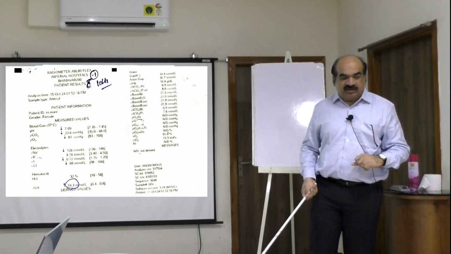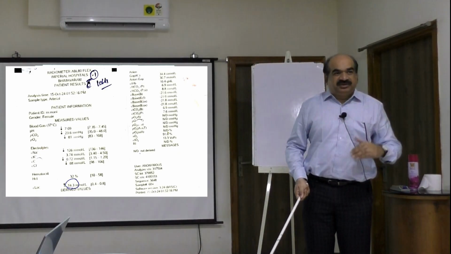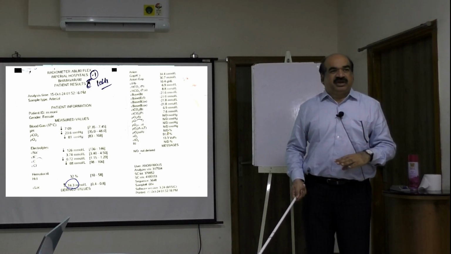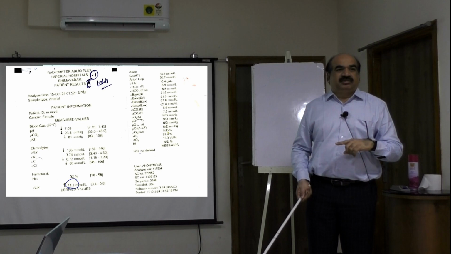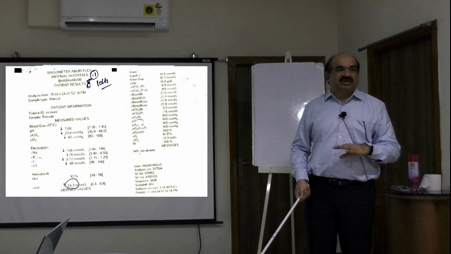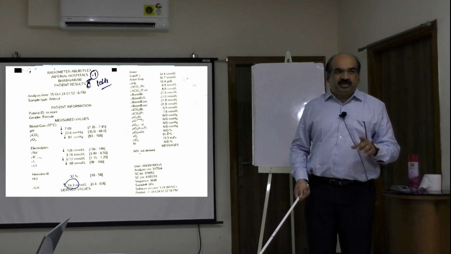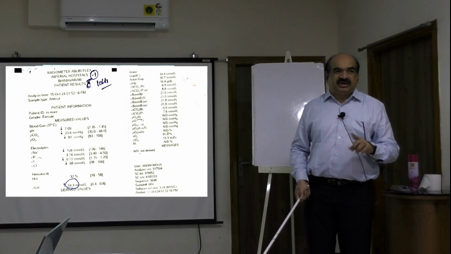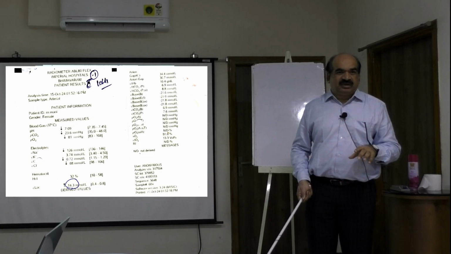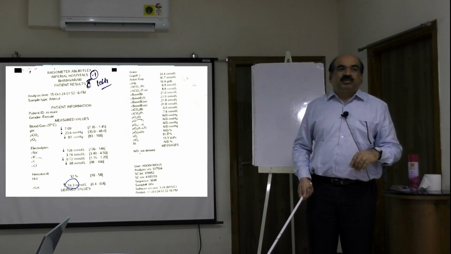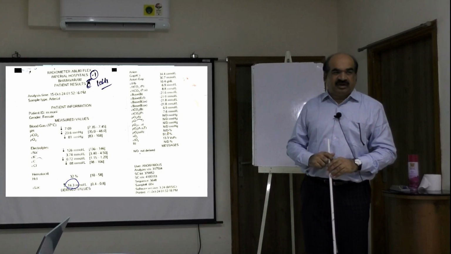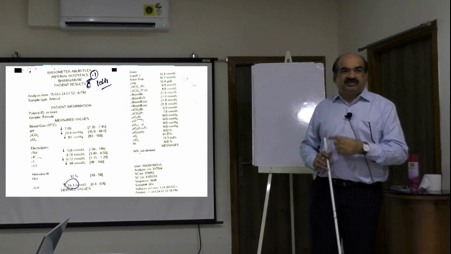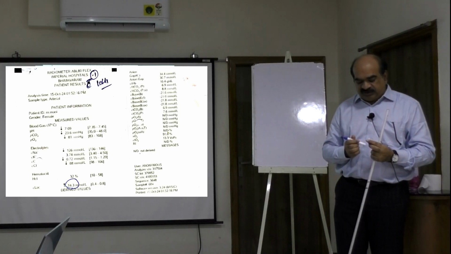What is the formula for delta gap? Change in anion gap by change in bicarb. Here it is measured anion gap minus normal anion gap. Measured anion gap is 30. Normal anion gap is 10. 30 minus 10, 20. Divided by normal bicarb minus measured bicarb. Normal bicarb is 24. Here measured bicarb is 7. So 24 minus 7, 17.